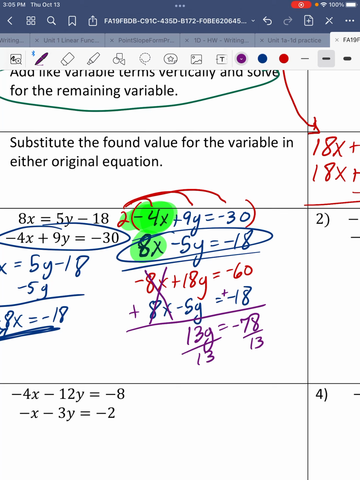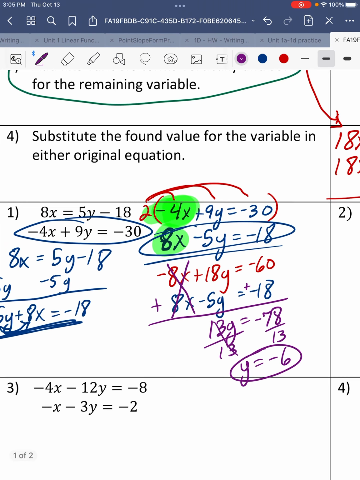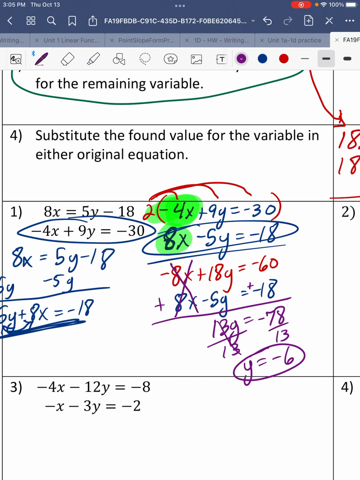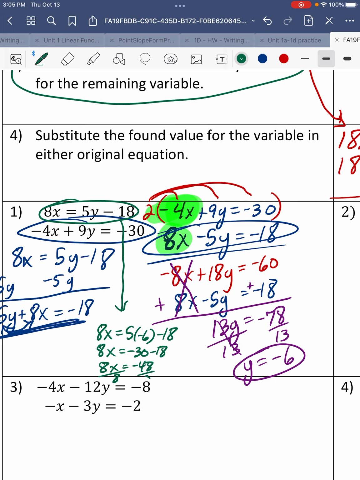I'm going to divide by 13, and I get y equals negative 6. So there's my y value of the solution. Now I need to substitute back in to get the x value. I don't have a lot of room here, so I'm going to have to squeeze this in. It does not matter which equation, I'm going to use that top equation. So that's 8x equals 5 times negative 6 minus 18. So that's negative 30 minus 18, negative 48, divided by 8. x is going to equal negative 6.